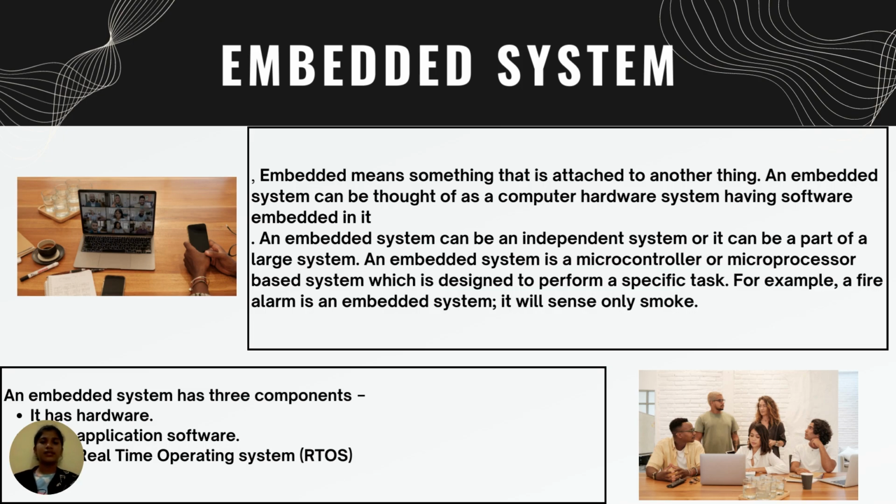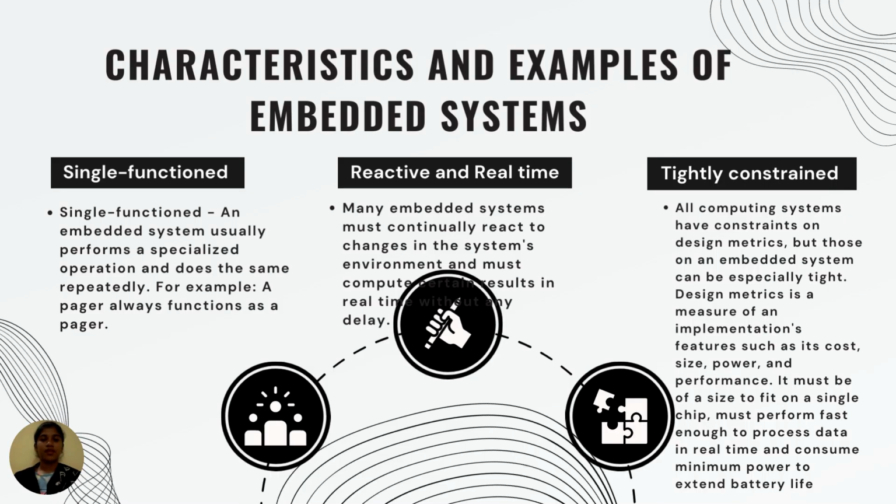Generally, we see an example such as a smoke fire alarm. As soon as it senses smoke, it starts sounding, it starts honking, so that we know that something wrong is going to happen. There are generally three components of an embedded system: the hardware, application software, and RTOS, which stands for real time operating system. Now we're going to see some characteristics and examples of embedded systems.